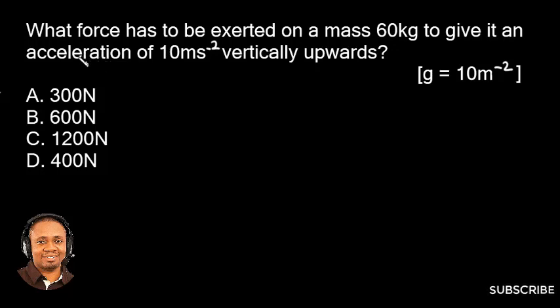This is question 34, JAMB Physics 2018, and the question goes thus. What force has to be exerted on the mass of 60 kg to give it an acceleration of 10 meters per second squared vertically upward? The force that has to be exerted, F, is equal to the upward force, which is mass times acceleration, plus the gravitational force, which is mass times gravity.